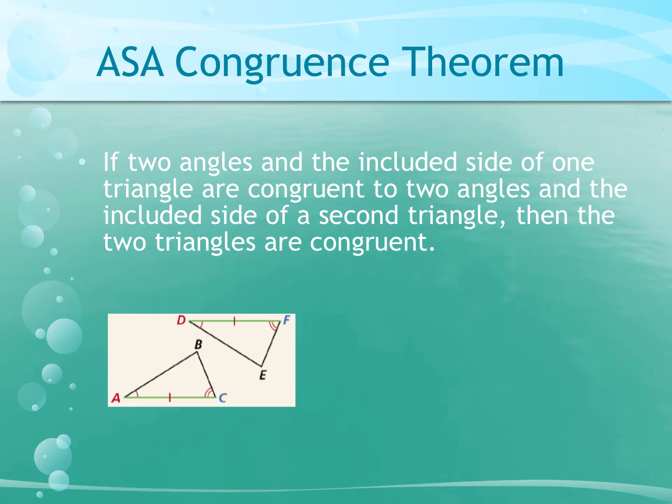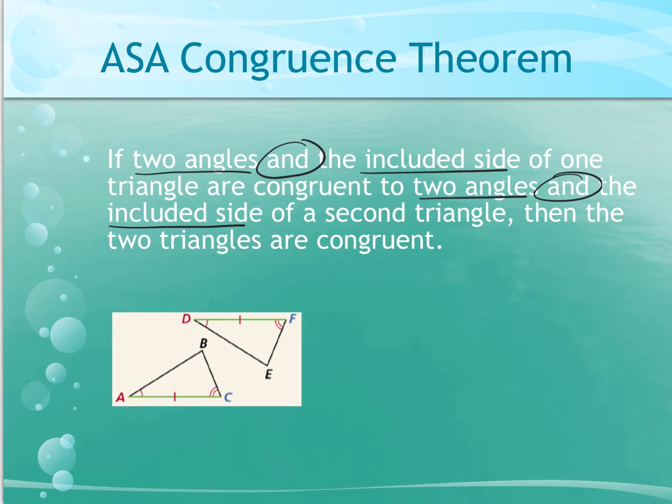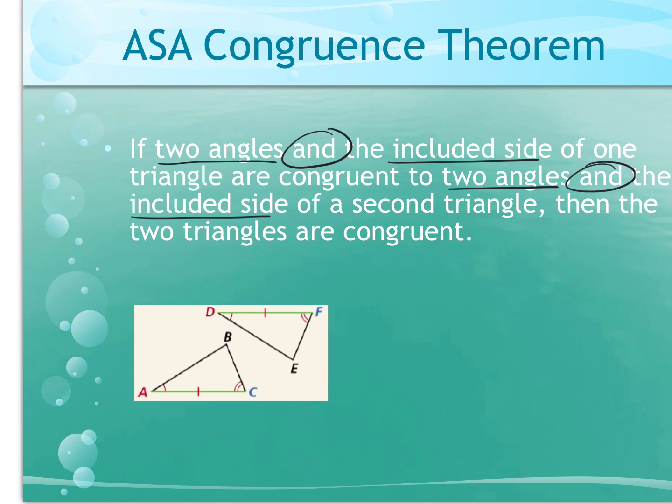So the first one is the ASA congruence theorem. Again, this is if two angles and the included side of one triangle are congruent to two angles and the included side of a second triangle, then the two triangles are congruent. So if you look at the picture, it makes it pretty clear what they're talking about. The two angles that we're referring to are angle A, which matches with angle D, and angle C, which matches with angle F. So you have two angles in the one triangle that are corresponding and congruent to two angles in the other.